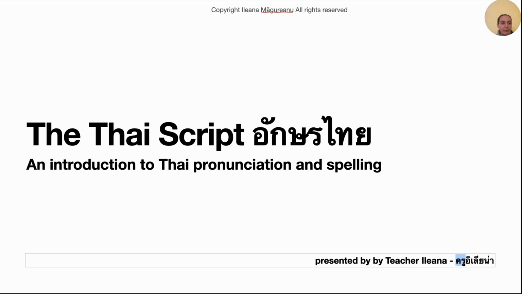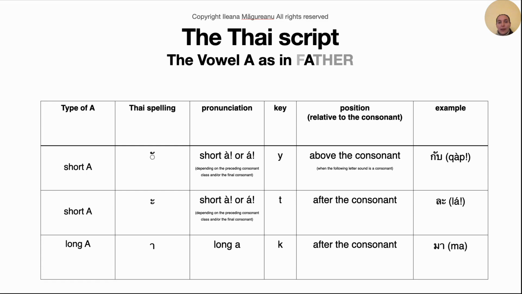As promised, we will be discussing the vowel A. The first vowel to discuss, this A, is pronounced A as in father. That's important to remember because there will be no exceptions. Thai is phonetic, so what you see is what you get. There will be no exceptions as in English.